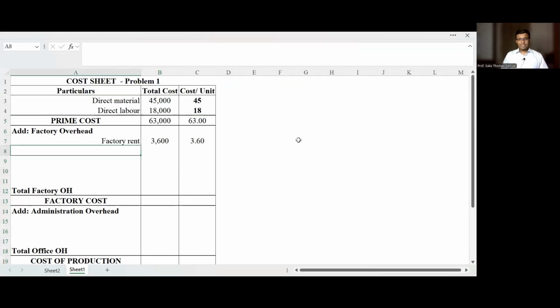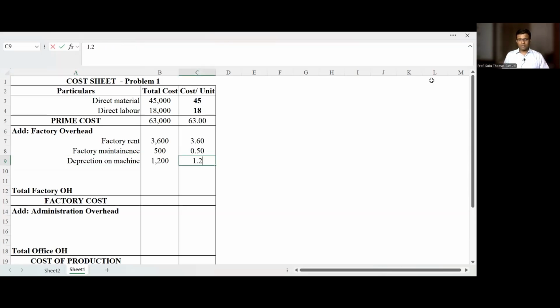Now the next expense we would be taking into consideration is factory maintenance. What we've come to know is that it is 500, or in other words 0.5. Then we have depreciation on machinery, which we had discussed earlier. This is the depreciation that you charge for your machinery. That is 1,200, or per unit it works out to be 1.2.